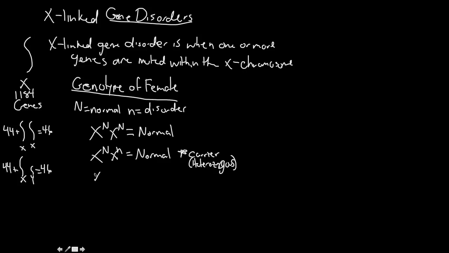And then the last possible genotype a female could have is X little n, X little n. And remember, this is one from each parent. So this is one from mom, one from dad. It could be switched, one from dad, one from mom, doesn't matter. One from mom, one from dad. And in this case, this person would have the disorder. Okay. So these are all the possible genotypes for a female and what she could pass on.